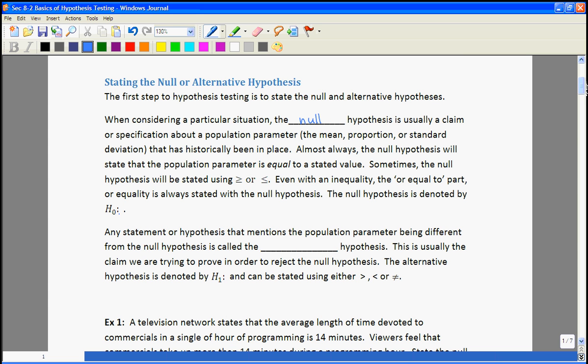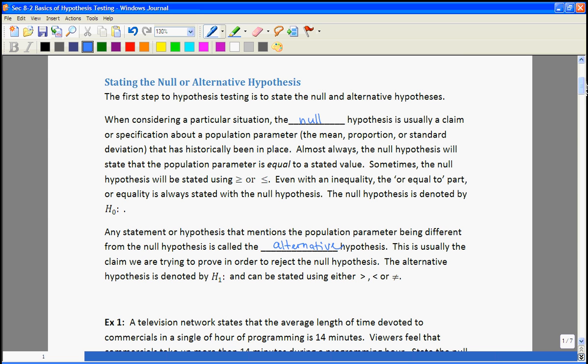Then, any statement or hypothesis that mentions the population parameter being different from the null hypothesis is called the alternative hypothesis. This is usually the claim we are trying to prove in order to reject the null hypothesis. So maybe we believe that average salaries for professors are higher than $60,000, or they could be lower. We might say that the proportion of high school seniors going off to military careers is less than 10%.